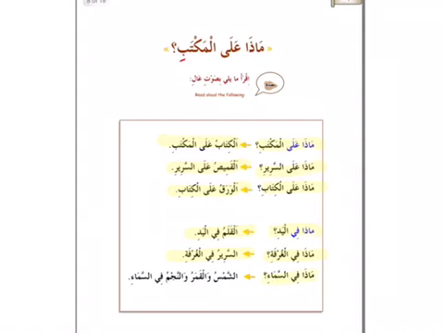Madha fil-sama'i? As-shamsu wa al-kamaru wa an-najmu fil-sama'i. What is in the sky? As-shams means the sun, wa al-kamar and the moon, wa an-najm and the stars are in the sky.